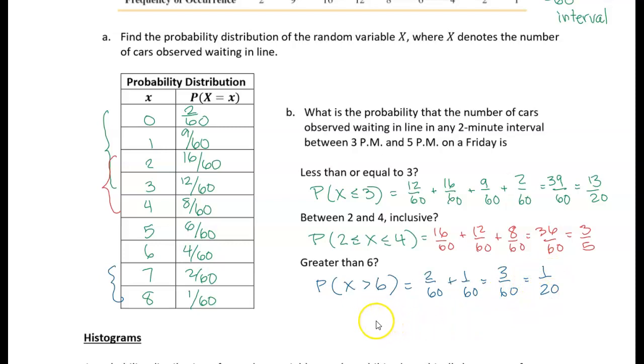Okay. So that's all there is to it. Just using probability distributions, pretty much like the way we were using them in chapter 7, and only now we've got a random variable involved.